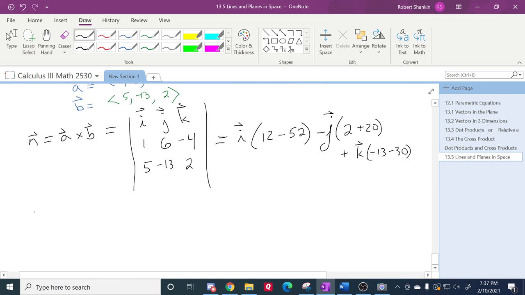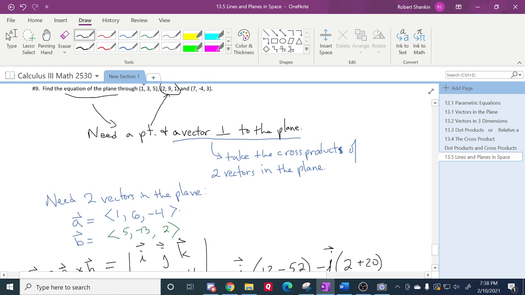So n, change its format. This is going to be negative 40. It's going to be negative 22. It's going to be negative 43. Everybody okay with this so far? Any questions?